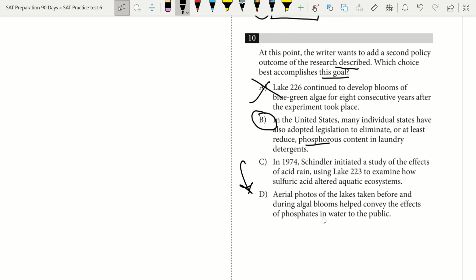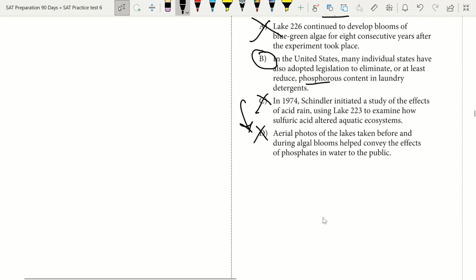We'll go ahead and cover why C and D are wrong real quick. C says, in 1974, Schindler initiated a study of the effects of acid rain using Lake 226 to examine how sulfuric acid altered aquatic ecosystems. There's no discussion of policy there. D, aerial photos of the lake taken before and after convey the effects of phosphates in water to the public. Once again, no specific legislation or public policy introduced there.